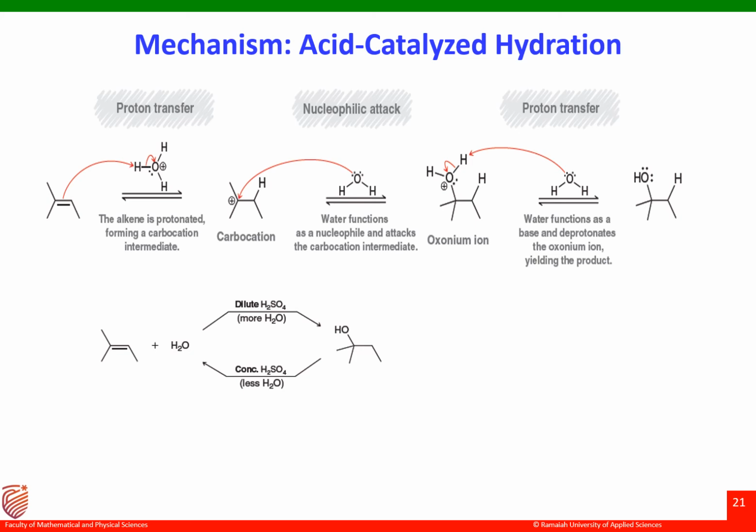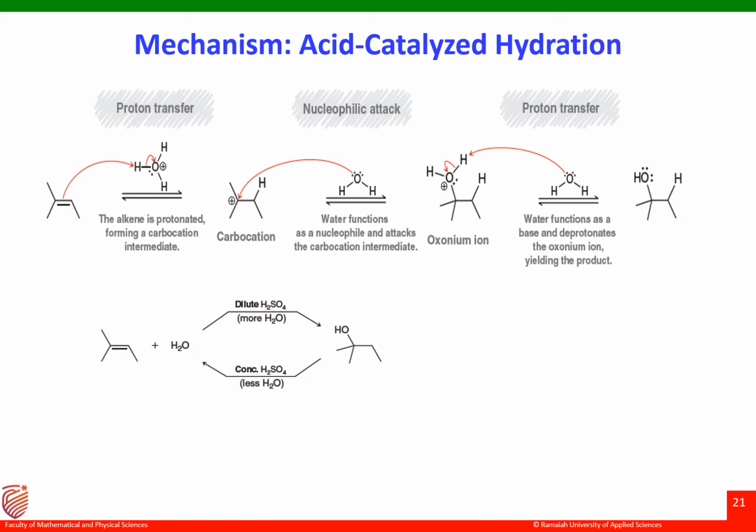Hydronium ion H3O+ is electrophilic in nature, and the alkene is a nucleophile, therefore it will share its pi bond with one of the protons. One of the protons is pulled off, and it leads to the formation of a carbocation. Now the water that is present will function as a nucleophile and attack the carbocation intermediate. Once this is formed, I can call it an oxonium ion. Oxygen is bonded through 3 sigma bonds, has a lone pair of electrons, and attains a positive charge. Therefore I call it an oxonium ion.